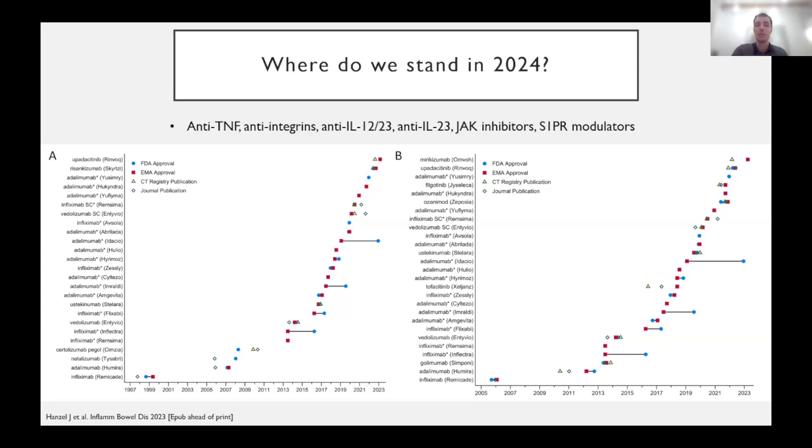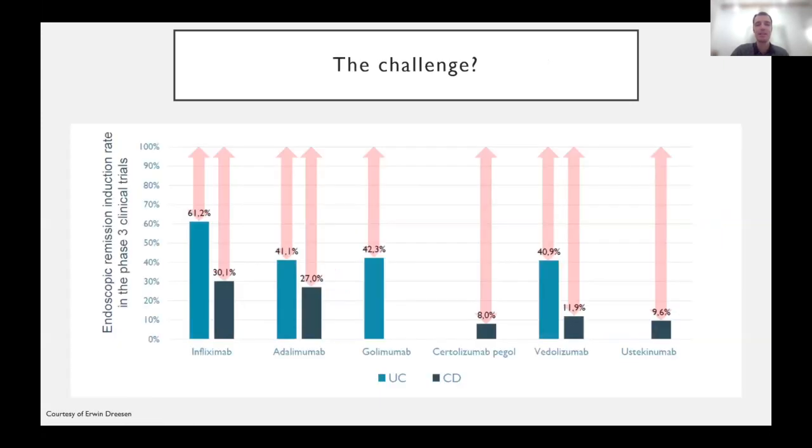This was not always the case. As you can see, it took more than 10 years to move beyond anti-TNF drugs in IBD. And one could say that we are now almost spoiled for choice. So, well, we're on the verge of maybe not curing IBD, but treating it very effectively. This is unfortunately not quite the case.